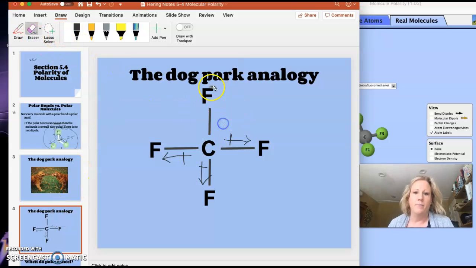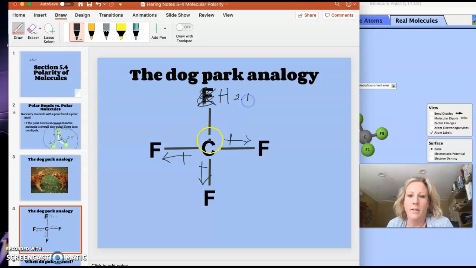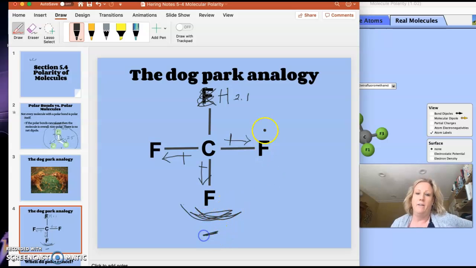That is different than if you all of a sudden throw in a different dog. If this is not fluorine, and let's say it's hydrogen, a little dog now, because hydrogen has an electronegativity of 2.1, and remember carbon's 2.5, so this doesn't even have a bond dipole. There isn't a way for this to cancel out, so there's going to be more electrons on this end of the molecule. This will be slightly negative, and this side of the molecule is going to be slightly positive.